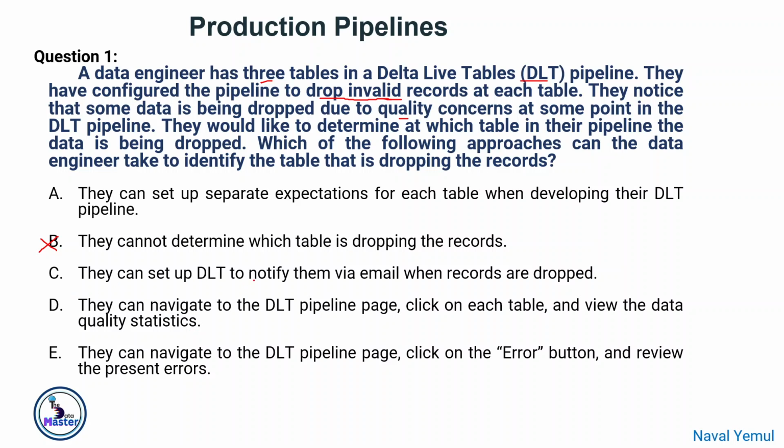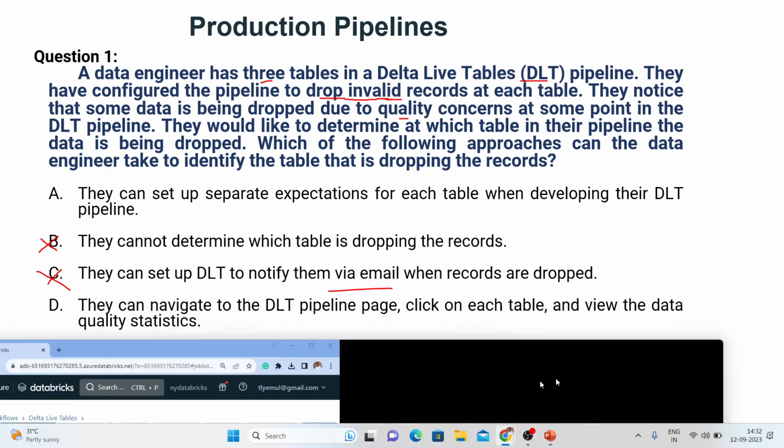They can set up a DLT to notify them via mail when the records are dropped. No, we don't need to notify. We don't need to set up any alert or mail. So that is gone. They can navigate to the Delta Live table pipeline, click on each table and view the data quality statistics. So obviously the answer is data quality statistics. I'll show you that. Let me go back again here.